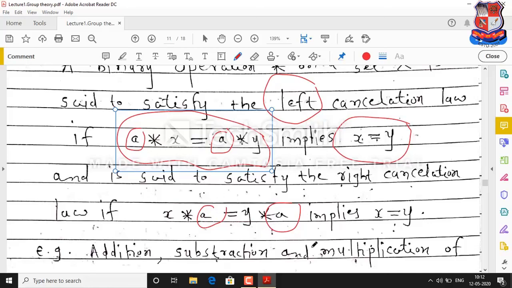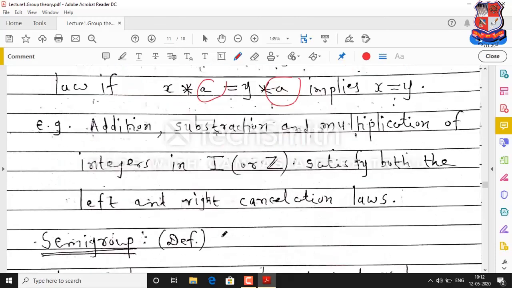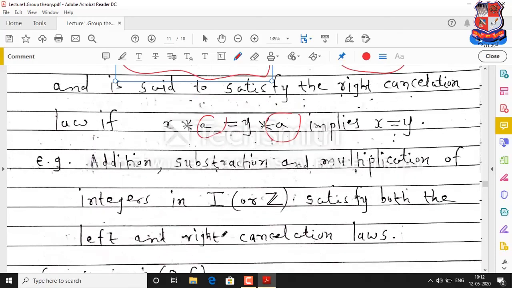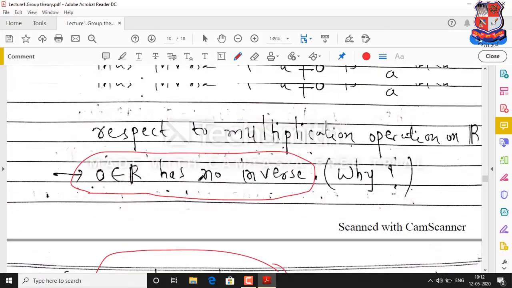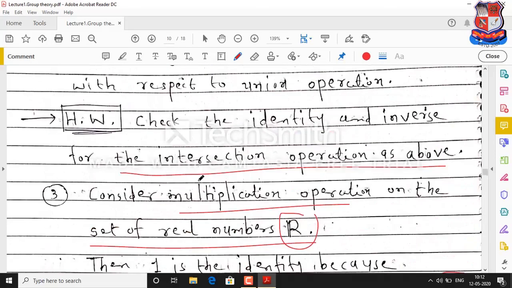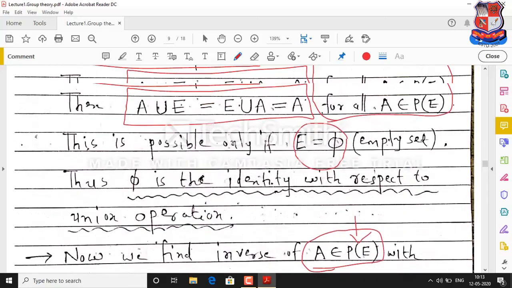And this is true for addition, subtraction and multiplication operations in the set of integers. They satisfy both the left and right cancellation laws. Okay, so this is about properties of binary operations. In the next lecture we will discuss semigroups and monoids, and then we will go to the definition of group. But to understand the definition of group, you must have understood binary operation and its properties very well.